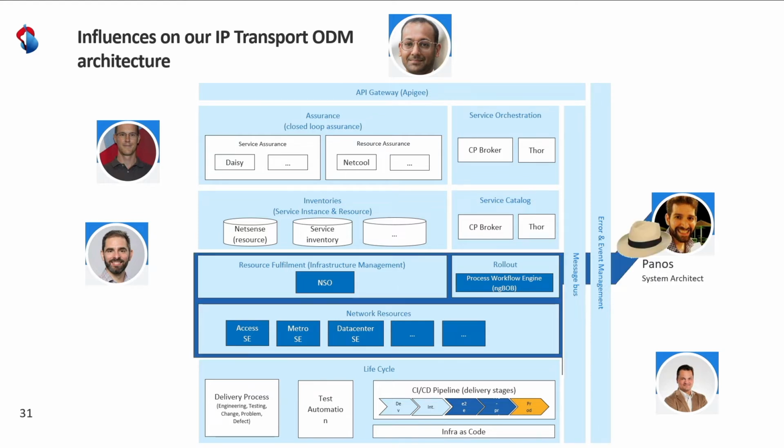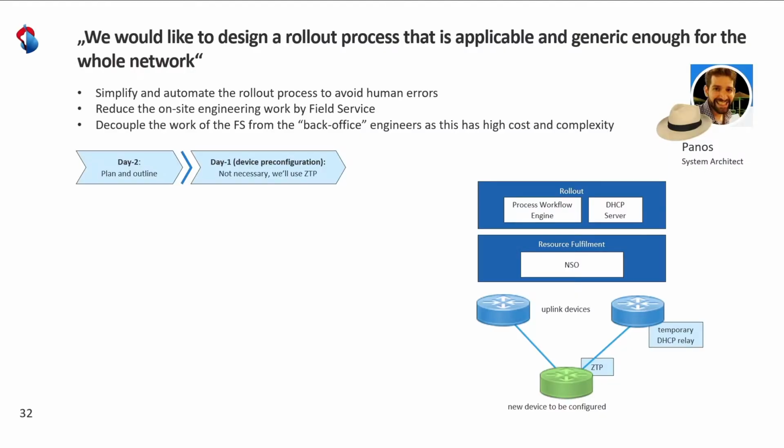Ente Panos, he's a system architect, responsible for a whole lot of things, but he has put a particular focus on the rollout process. Again, rollout process is done by every team on its own. Whenever a new device has to be put into production, that team comes up with a new process, how to bring that into the network. And every time it looks different. So he would like to design a rollout process that is generic and applicable enough for the whole network. So one process that fits them all, in order to simplify and automate the rollout process, that's it really.